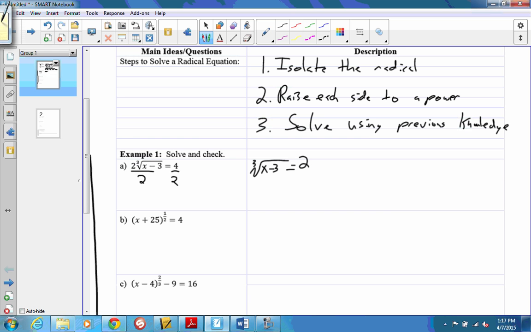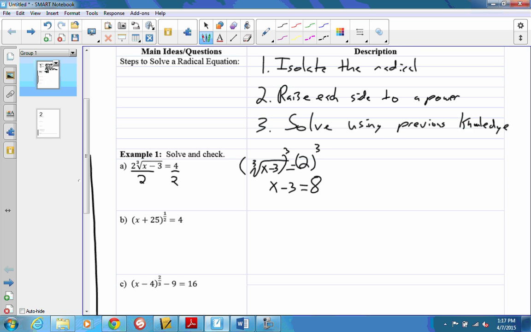Now what's left? I need to get rid of that radical, right? I need that x by itself. So I am going to raise each side to a power. What power is that? Cubed, right? So this whole side is going to get cubed, and this whole side is going to get cubed, leaving me with x minus 3 equals, and what is 2 cubed? 8.